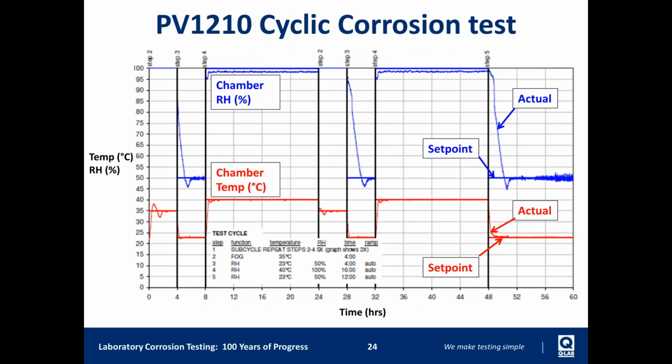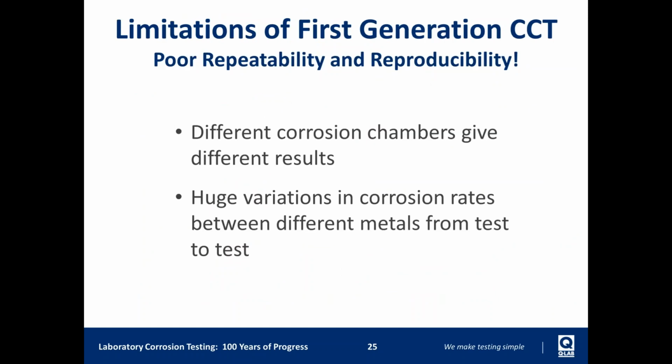Here's an example of what the PV1210 cyclic corrosion test looks like when run in a chamber. So you can see the first step is effectively a fog step running at 35C, then immediately moves into a high humidity step at 40C, and then it drops down to an ambient drying phase. So the limitations of these are they still had repeatability and reproducibility issues.